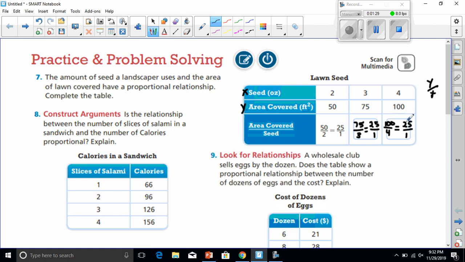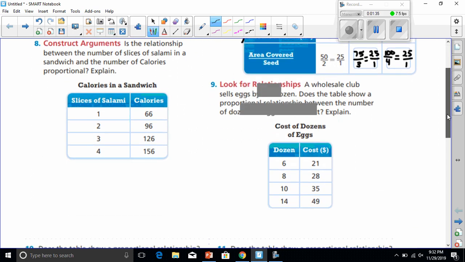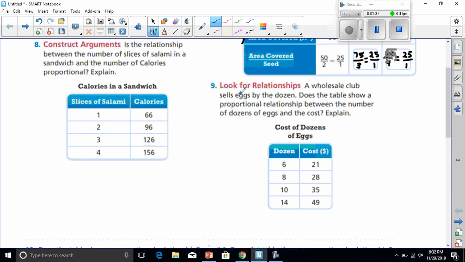All right, let's go on to number 9. Number 8 is yours to do. Number 9 says, a wholesale club sells eggs by the dozen. Does the table show a proportional relationship? This time they're asking us if the information is proportional. Well, to do that, I have to take y over x and get the same ratio every single time.